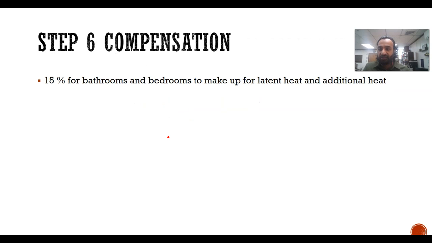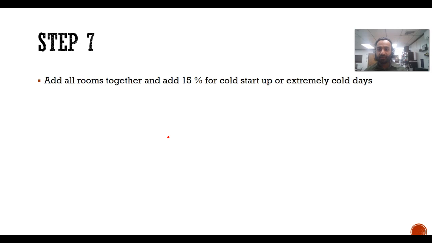Step 6 is compensation. If you have a bathroom, you probably will need to add 15% to make up for latent heat and additional heat. Why is that? In a bathroom, you usually have a lot of moisture and hot water. When water evaporates, because the air is dry in the winter, it will absorb some heat. So you will have some heat loss as well to make up for drying that water. By doing so, you will need to compensate in bathrooms by 15%. So you're going to add 15% to the total BTU of that bathroom.